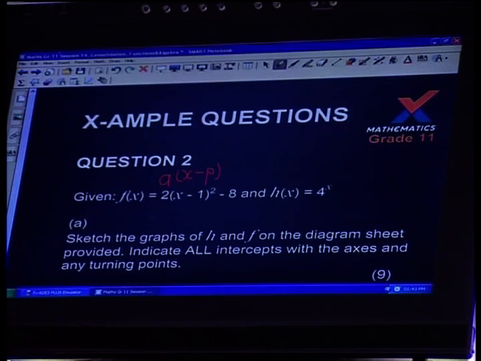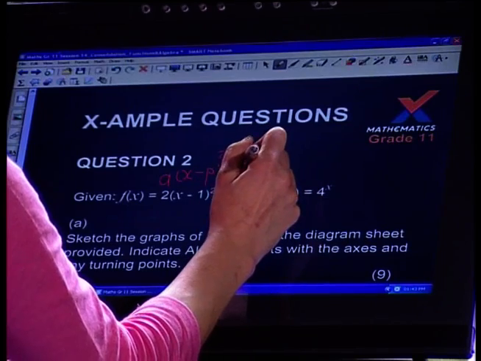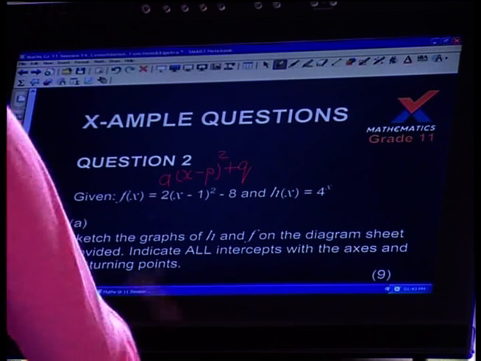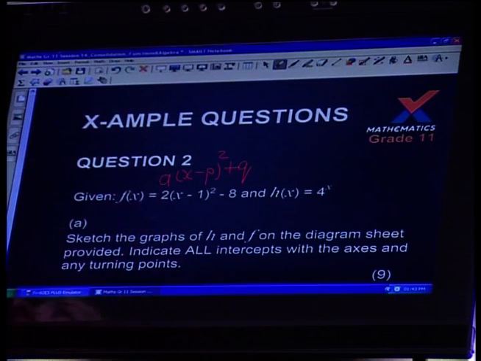Now, the fact that we have got x minus 1 means that my graph has moved to the right by 1 unit. So what I mean with to the right is if you think of the graph that's around the y-axis, it's now moved that way. Okay, no problem. And then this -8 is actually our q. And remember that q moves the graph up or down. And the graph has moved down by 8 units from the standard position because it is a -8.